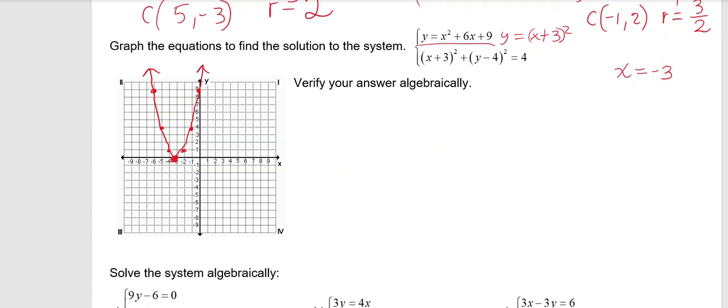Okay, now let's graph our circle. So this circle has a center at negative 3, 4, and it has a radius of 2. So let's put a little small point in here for the center, negative 3, 4. It's got a radius of 2, so there's a point, there's a point, point. So here's my little circle.